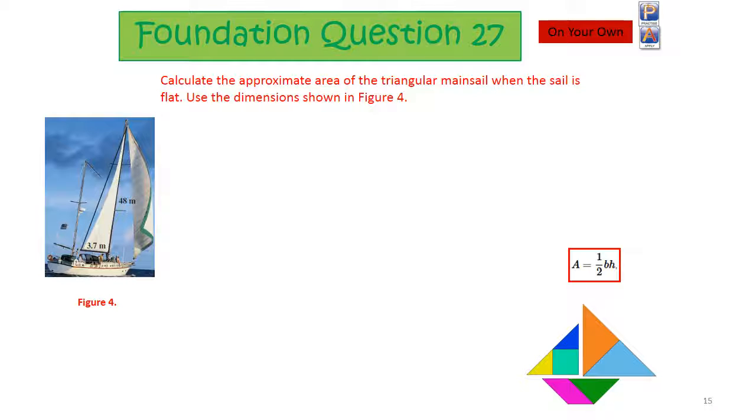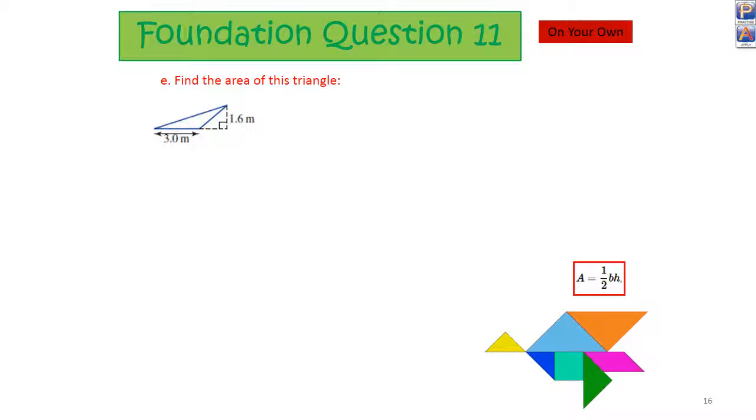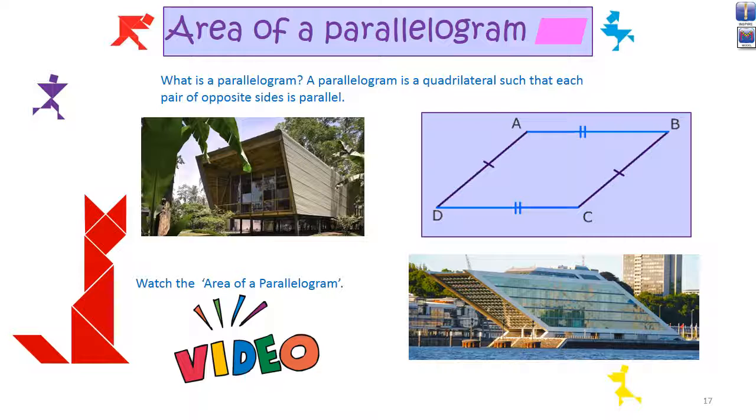Here's a triangular mainsail on a yacht. Here are my measurements, 48, 3.7. I'm going to multiply them together and halve it. And the same. All right, let's talk about parallelograms.